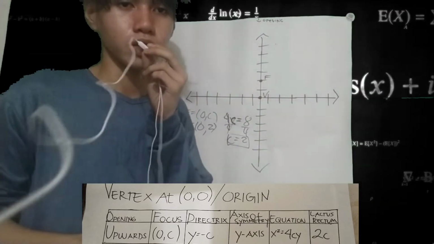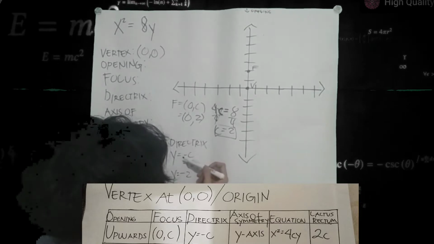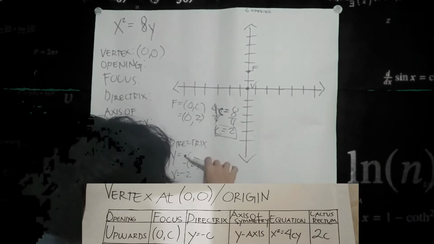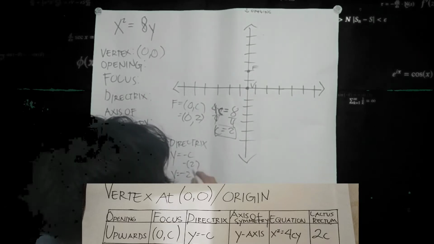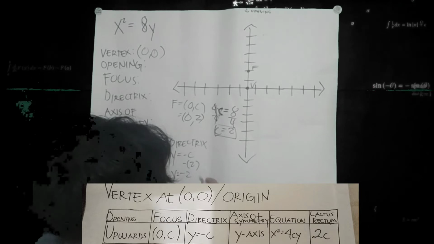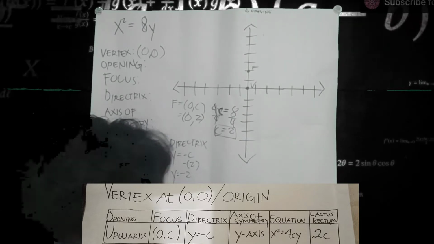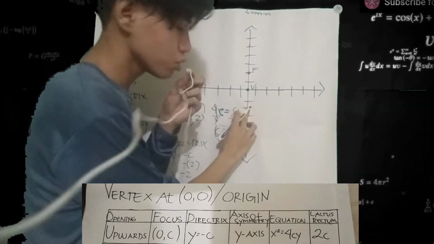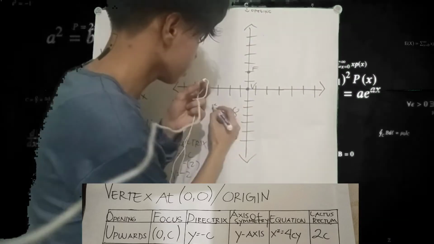Next, the directrix. So, for the directrix naman, we have y is equal to negative c. What is the c again? It's 2. So, bring down negative sign. Write 2. So, negative times 2, it's negative 2. So yung directrix natin is y is equal to negative 2. Isulat natin ulit sa Cartesian plane. Negative 2 is 2 units downward.